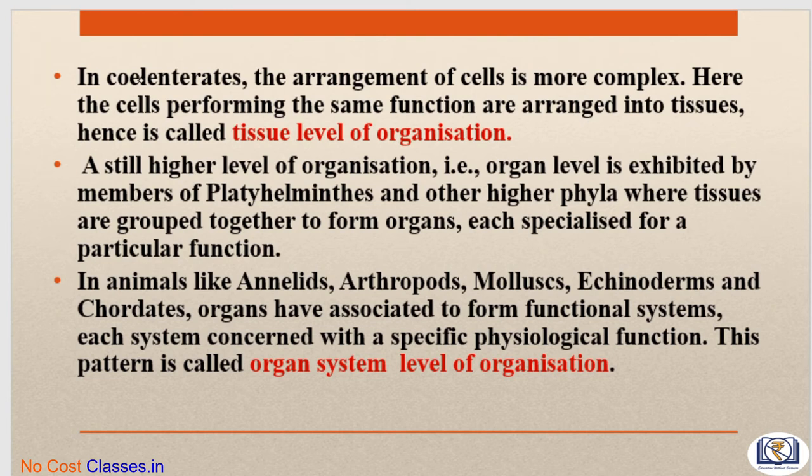Now, Cnidarians. These are a group of animals. The arrangement of cells is more complex. Here, the cells that perform the same function are arranged in tissues. So, they are better developed as compared to sponges, because there was cellular level of organization. What do we have here? We have tissue level of organization, similar cells combining together to perform a specific function.